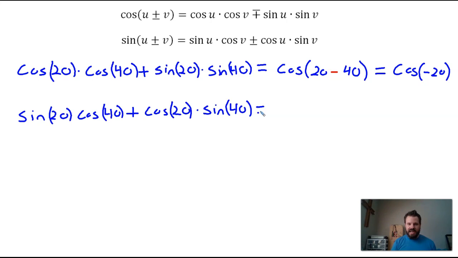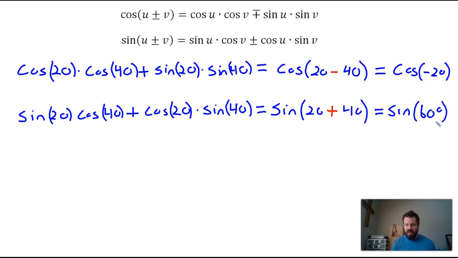Same idea with the sine. I know it's the sine equation because it's sine, cosine, cosine, sine pattern. So we'll say sine of our first angle 20, second angle 40. Now since it's plus here and the sine formula is plus minus, we're talking same sign. That's why it's the plus. So in other words, we have a sine of 60, which we could evaluate.